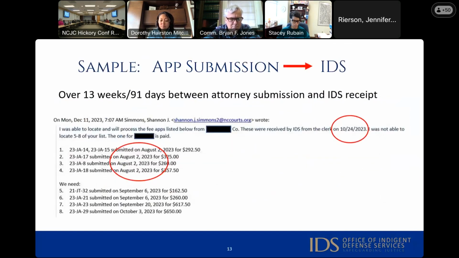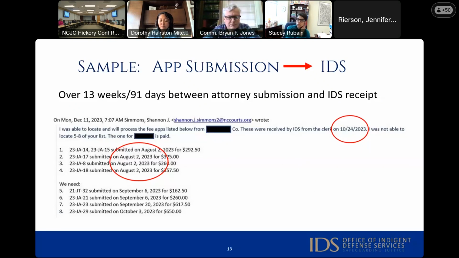This is a redacted email. We get dozens of these each week with lists of fee apps. In this example, the first group of apps were submitted on October 2nd and received by IDS on October 24, over 91 days after submission. The second group were submitted on September 6th, and as of December 11, they were not yet received by IDS.